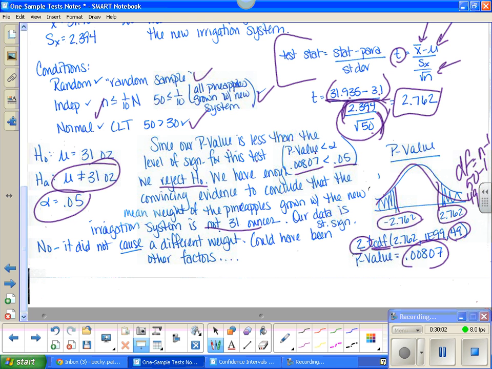No, it did not cause a different weight. There could have been other factors, such as soil, rain, a hurricane, weather, bugs, whatever. Yeah, it asked specifically. You can't say that. Can't say. That's okay. So, like, for all different things, not sure if it's better just to not read into it. Yes, if you're not sure, don't go there. This one we had to because it asked.